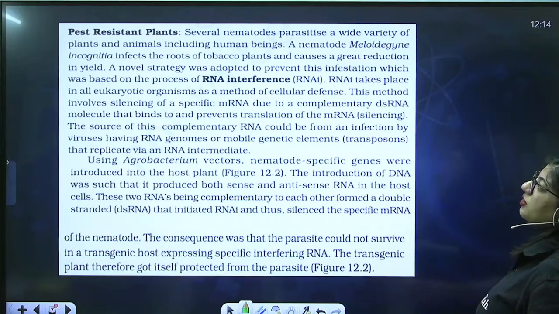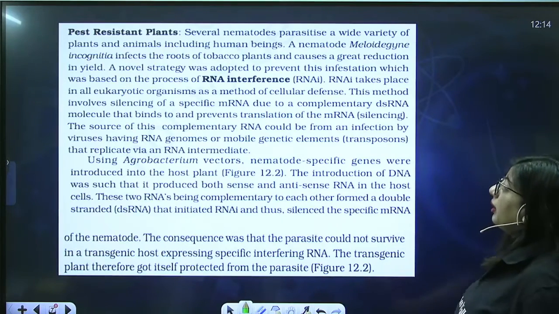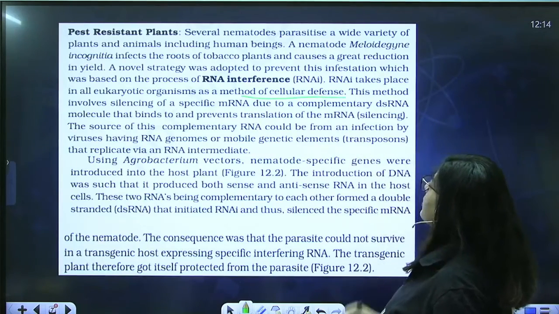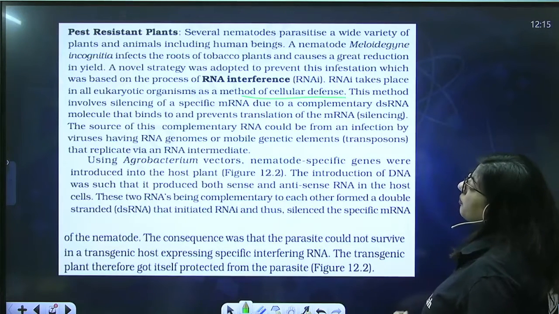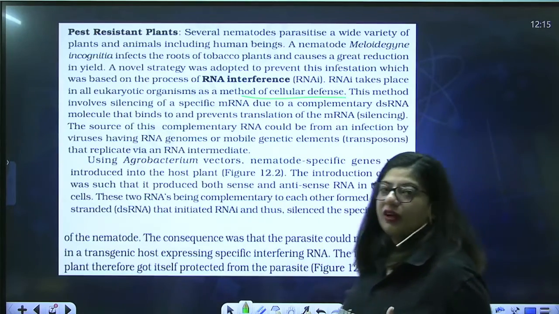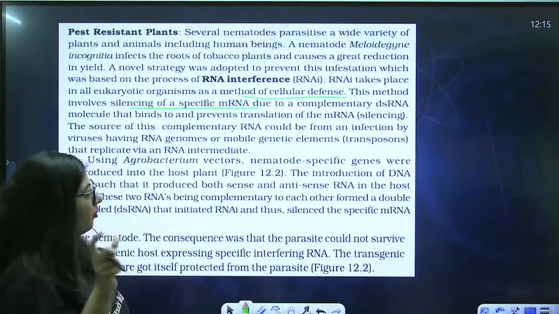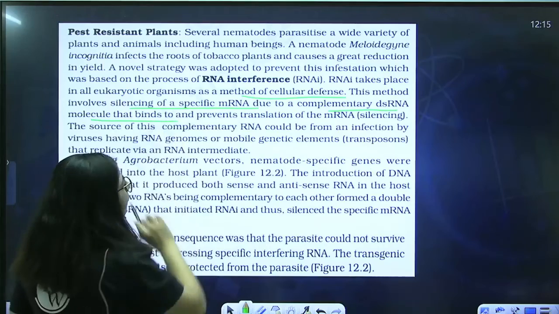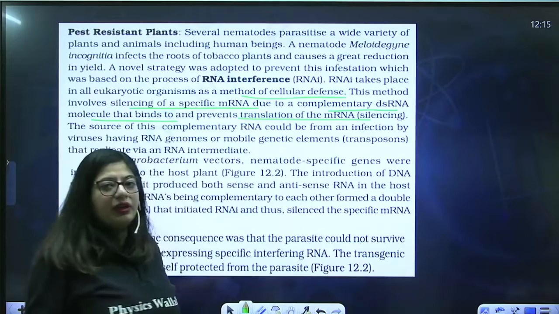A novel strategy was adopted to prevent this infestation, which was based on the process of RNAi. RNAi takes place in all eukaryotic organisms as a method of cellular defense. This method involves silencing of a specific mRNA due to a complementary double-stranded RNA molecule that binds to and prevents translation of the mRNA. So what are we doing? We are silencing a specific mRNA, like the mRNA of the nematode. How are we doing it? By producing a complementary double-stranded RNA. Fine, and as a result, the translation of the mRNA will be stopped.